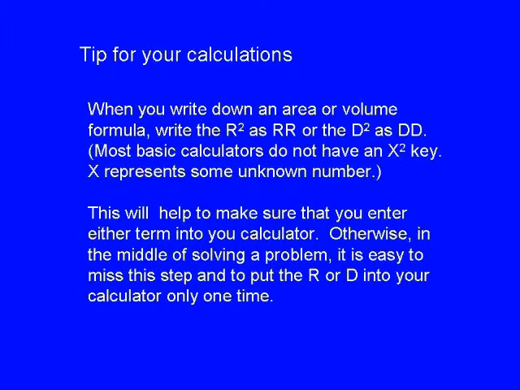When you write down an area or volume formula, write the radius squared as r times r, or the diameter squared as d times d. This will really help you make sure that you enter either term into your calculator correctly. Otherwise, in the middle of solving a problem, it's easy to miss this step and put in just one r or one d into the calculator. If you make this a habit, it will really work well for you in the future.